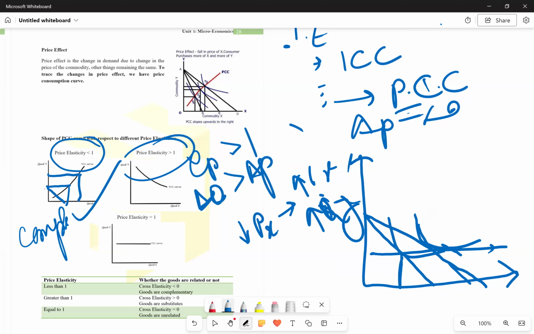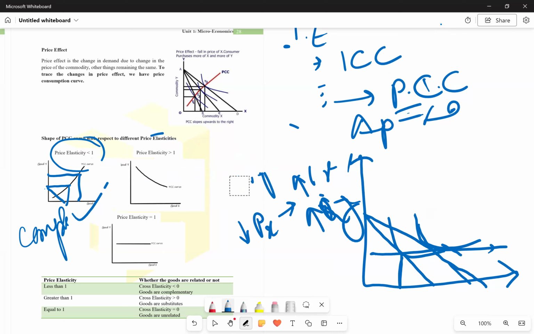Okay, so this implies that your goods are complementary in nature because both the goods are consumed together. But in case of price elasticity greater than 1 and a downward sloping PCC, a fall in price of X is leading to a fall in the consumption of good Y as well, right?